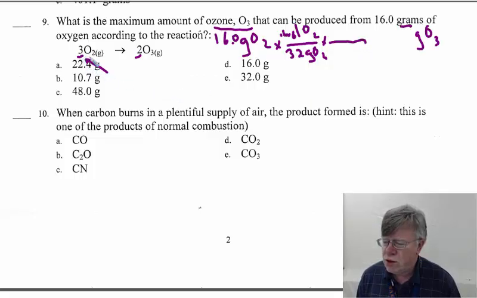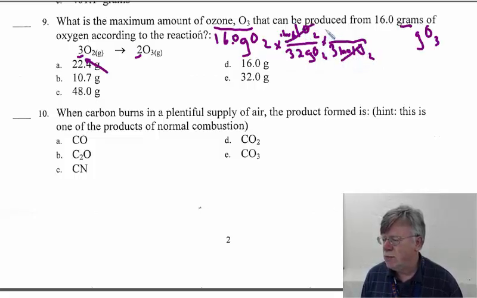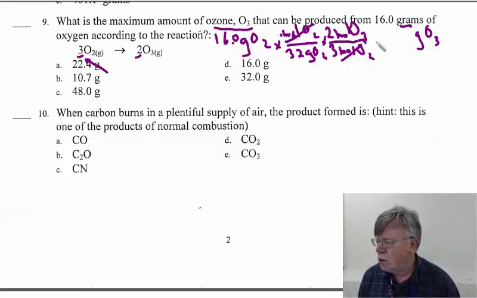It's 3 moles of O2 make 2 moles of O3. So the 3 moles goes down here. You always remember where to put the 3 because you see these have to cancel. So the 3 cannot go up there. It's going to make 2 moles of O3. So now we're almost finished.